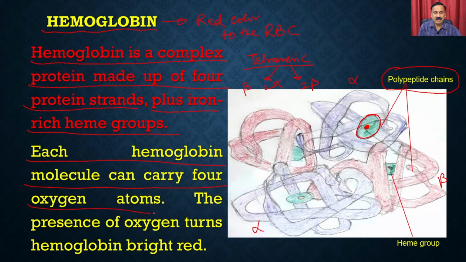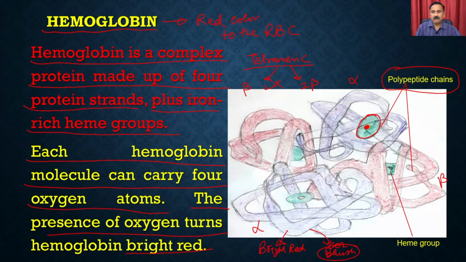Each hemoglobin molecule can carry 4 oxygen molecules at the same time, and the presence of oxygen turns the hemoglobin bright red. So that's why hemoglobin can form two different colors. If hemoglobin is binding to oxygen, it is bright red, and if it is binding to carbon dioxide, then it is bluish in color. Because of this, you might have seen that deoxygenated blood is dark in color, whereas oxygenated blood is bright red.